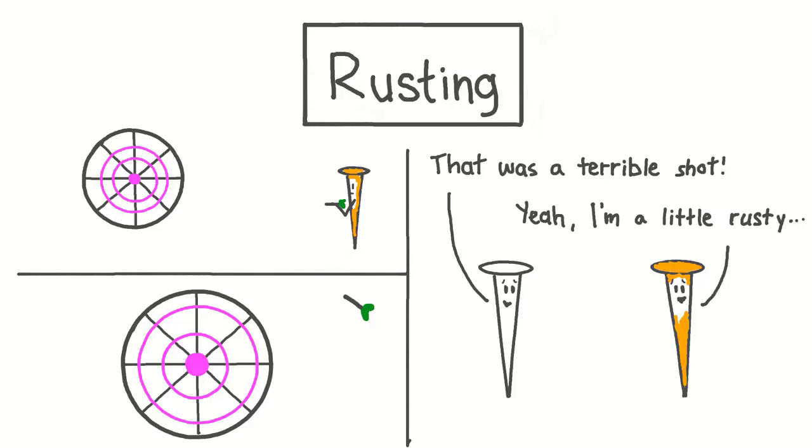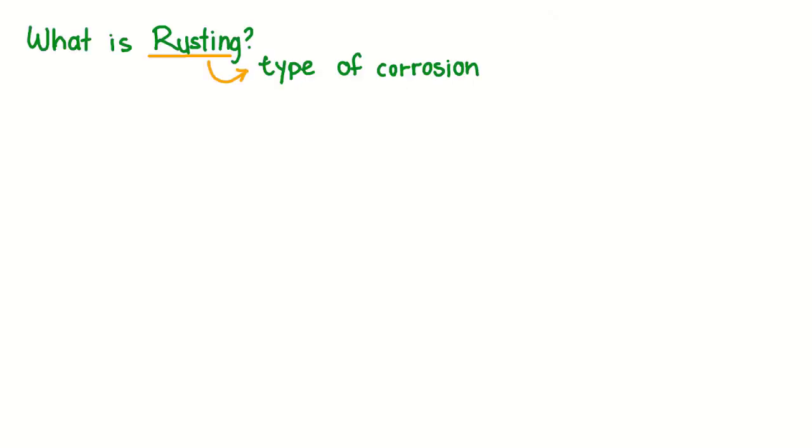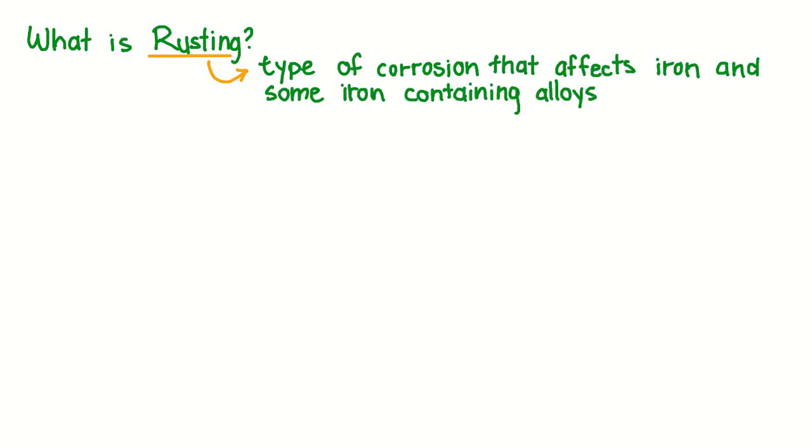In this video, we'll learn about rusting. We'll learn about the chemistry of rusting and the conditions that are necessary for rusting to occur. Rusting is a type of corrosion. Corrosion is a natural process that affects metals. Rusting specifically affects the metal iron and some iron-containing alloys.